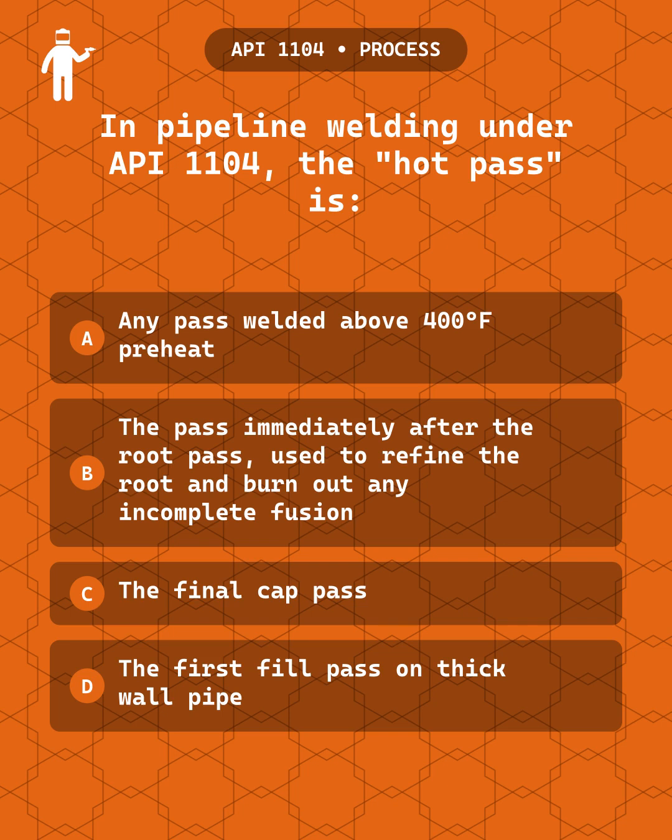Question 9. In pipeline welding under API 1104, the hot pass is A, any pass welded above 400 degrees preheat, B, the pass immediately after the root pass used to refine the root and burn out incomplete fusion, C, the final cap pass, or D, the first fill pass on thick wall pipe.